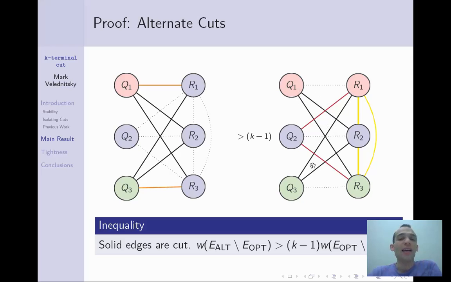Now I've colored them black if they're the same on both sides of this inequality, and I've colored them in a certain color if they're different. So black, same; color, different. Orange here is for the edges that go between a qi and the corresponding ri. And then on the right-hand side, the red edges are between a qi and a different rj, and the yellow edges are between an ri and a different rj. So what we see immediately from this is that on the left-hand side, we have the orange edges, and on the right-hand side, we have the red and yellow edges.